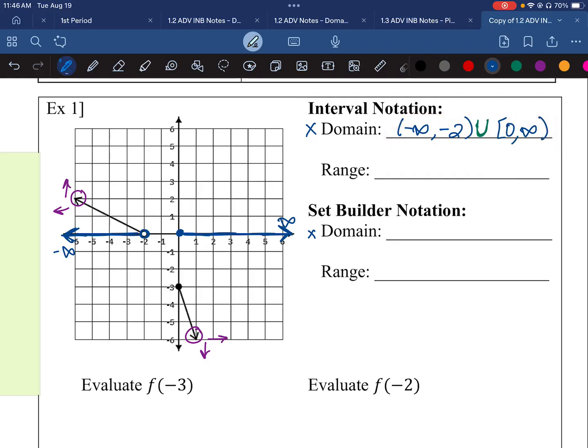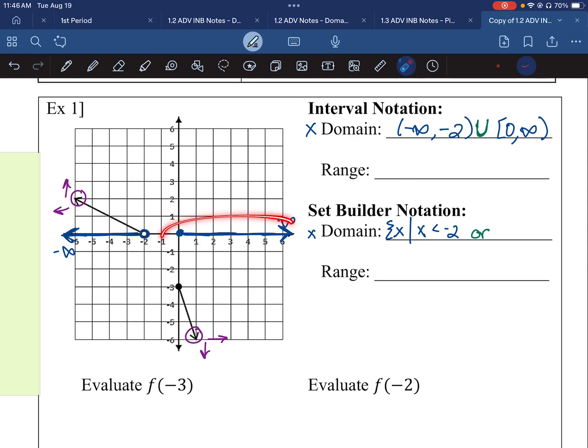If we translate that into set builder, it's going to be the set of x's such that. Now, because there's an infinity on this first one, we need to take a closer look. So the boundary number that we have is -2, and our shade is everything to the left, which means these numbers are all smaller than -2. So we write that as x is less than -2. Because there's a gap, there's that union symbol, we're going to have to use the word or for set builder.